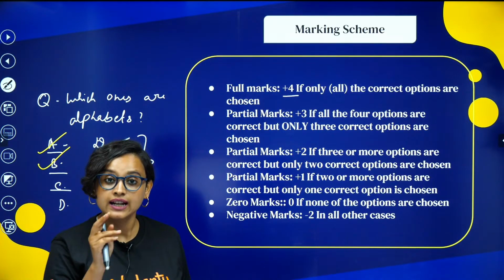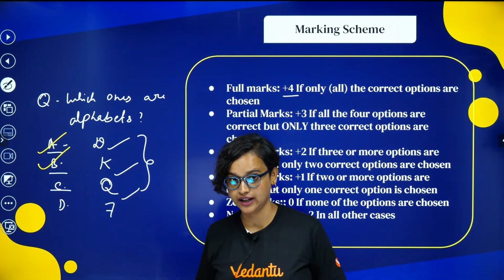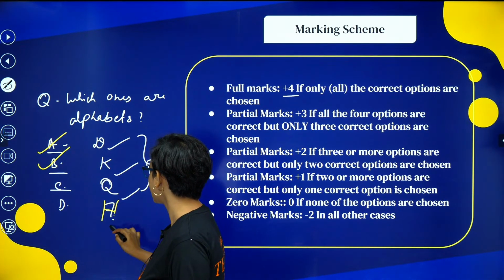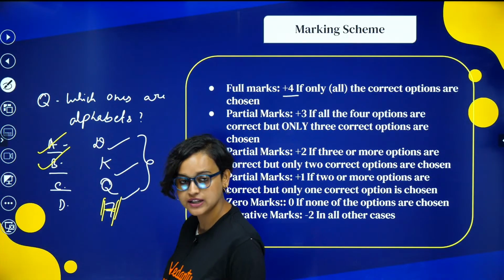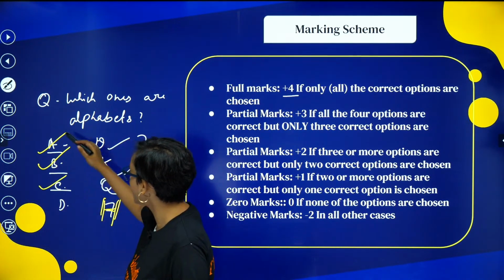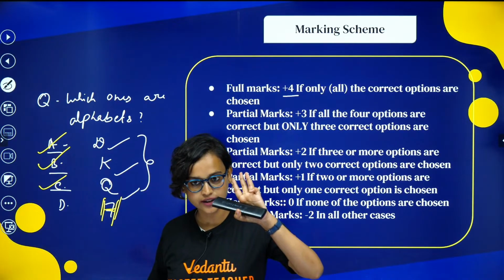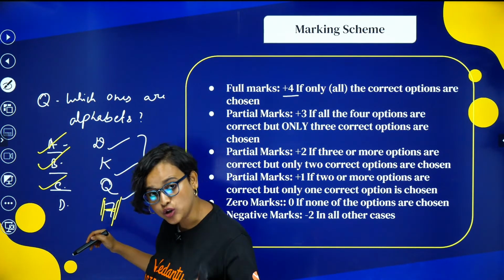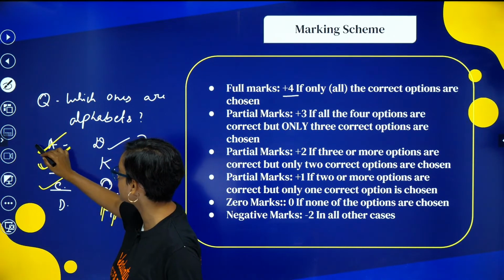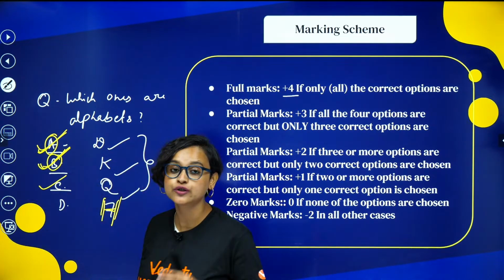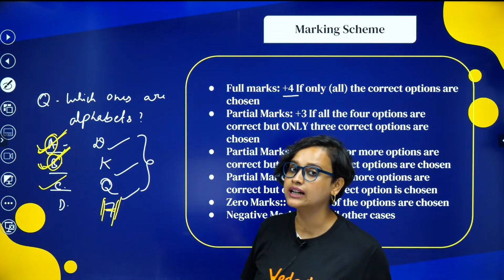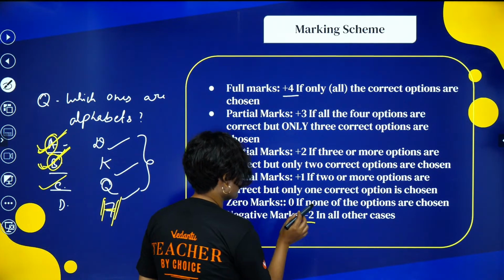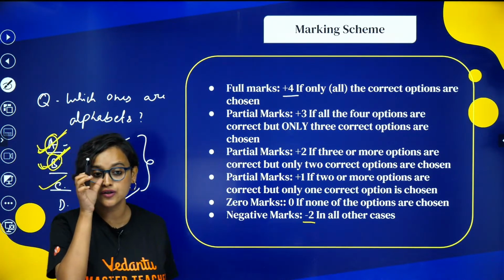But let's say that instead of 7 they have written here H. If it was H, that means all the 4 options are correct. Now, if you have clicked only option A, B, C, they will give you 3 marks. But if only 3 answers are correct and out of that you have only clicked on option A and option B, then you are going to get +2 marks. And in all the other cases, there will be negative -2 marking.